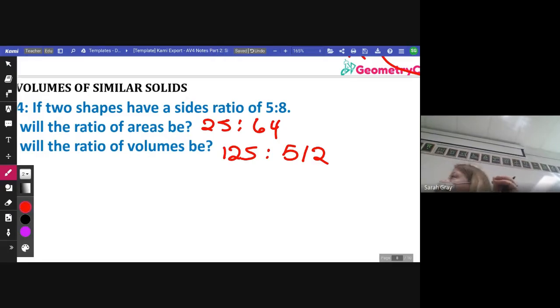You don't have to try to simplify these. If your ratio of sides was in simplest form, then whatever you square and cube should be in simplest form also.